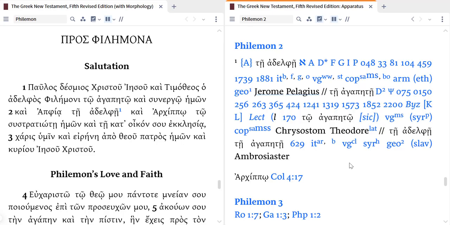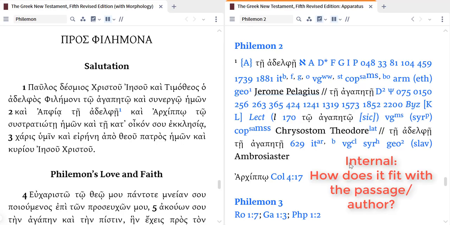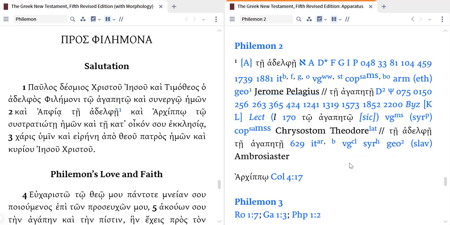And then on the internal side, scholars will look at how a particular reading flows and fits in the text, and so more of an art than a science on some of the internal considerations. When you want to dig into this, you can look at items like a textual commentary by Bruce Metzger. You can also look at some of the more Greek-focused technical commentaries that will discuss text-critical issues.